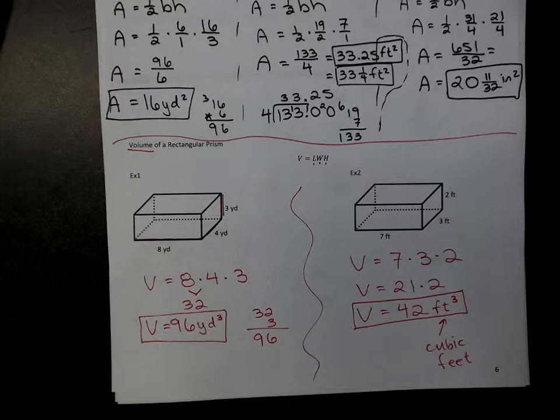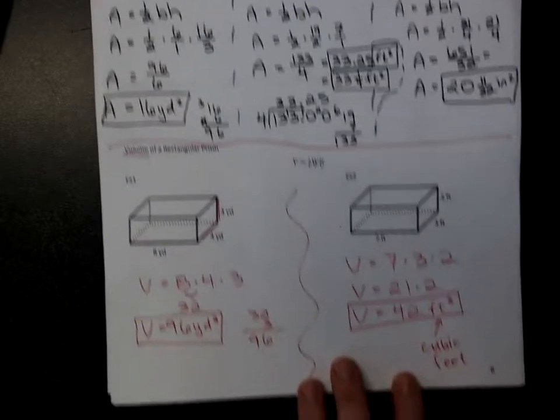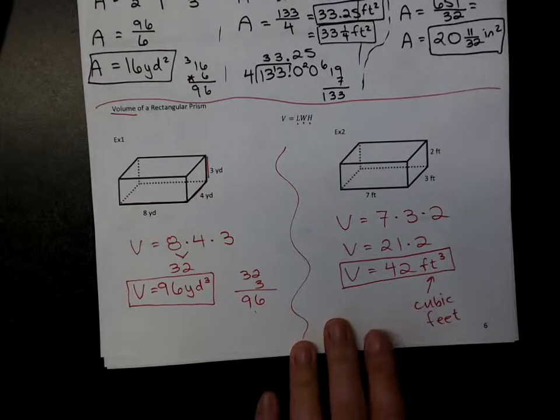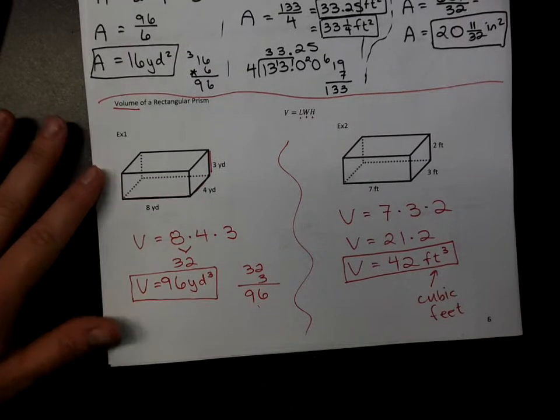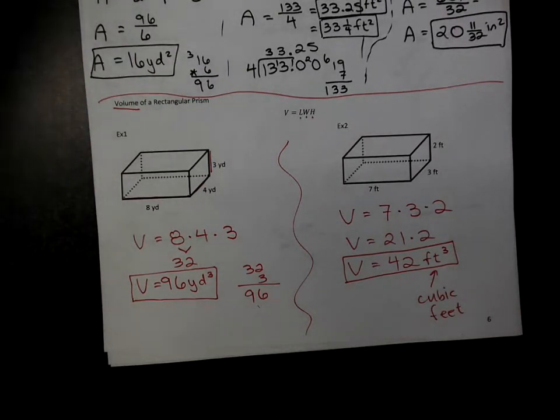Alright, so area of a triangle, you just have to work with the numbers you're given. And then volume of a rectangular prism is pretty easy. It's just a 3-dimensional box, and you just multiply the 3 dimensions together. And that is it for section 4.8.